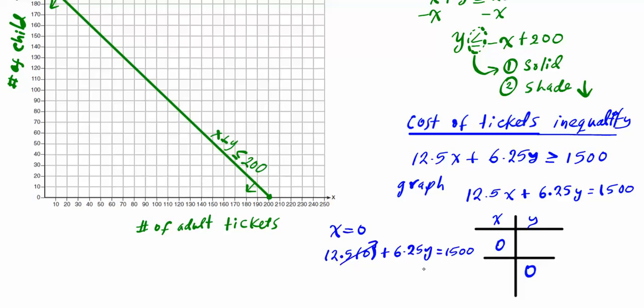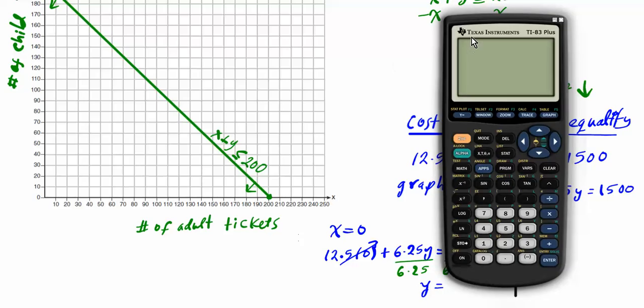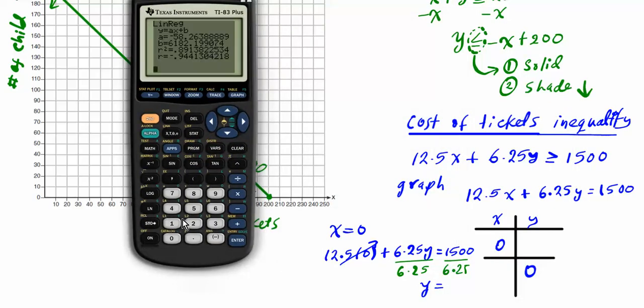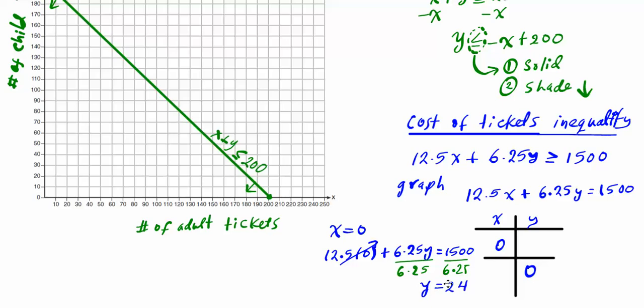This piece drops off, okay? And then you just divide both sides by 6.25, and then you get your y value, which is equal to 1500 divided by 6.25. And the answer is 240. So that's your y-intercept. Okay?